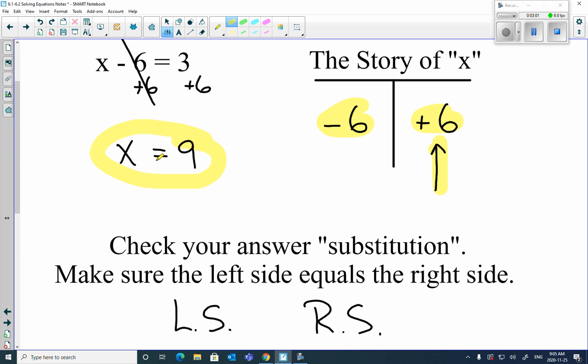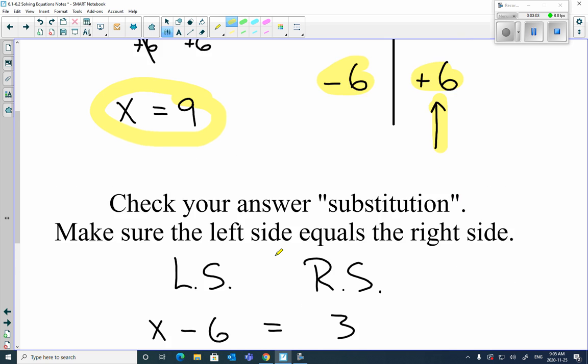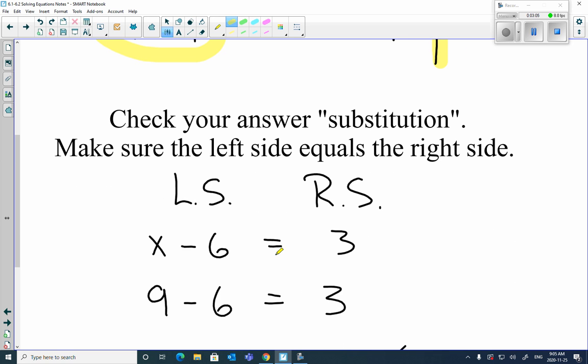But remember, the original answer is x equals 9. This bottom part here is just to check to see if you did it correctly. Okay, third page.